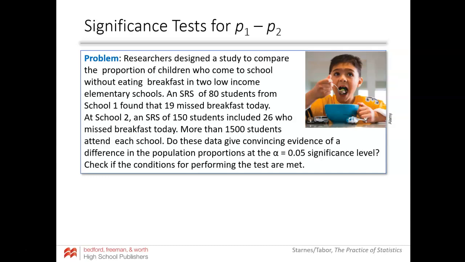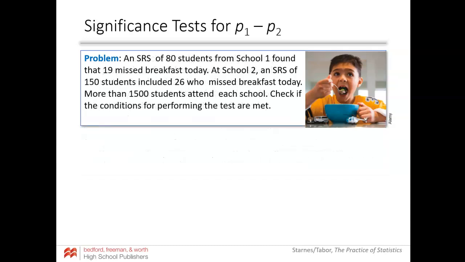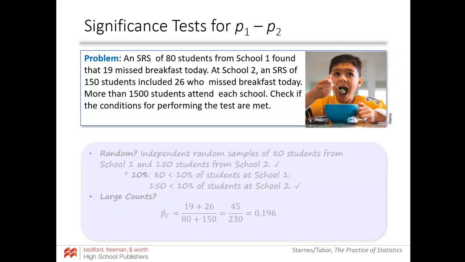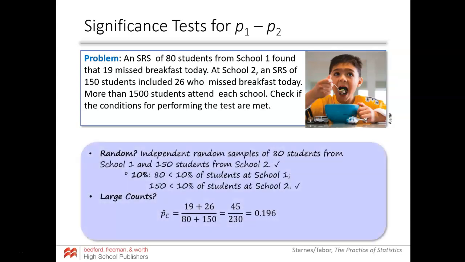So back to these children with their breakfast eating habits from these two schools. Now what we're going to do is check the conditions. All right, so be it. So first of all, the random condition, and these are independent random samples because it said they took a simple random sample of these students. So we're going to trust that they did that properly.